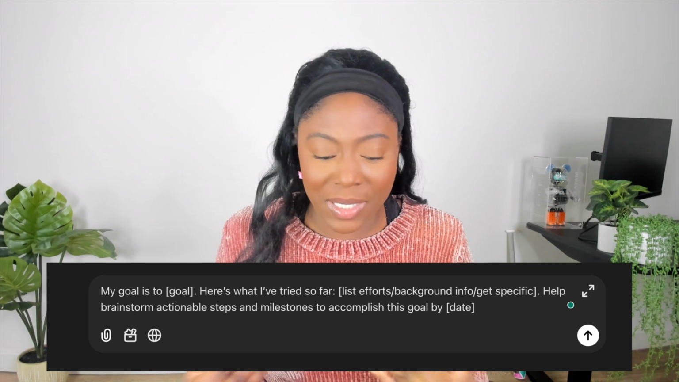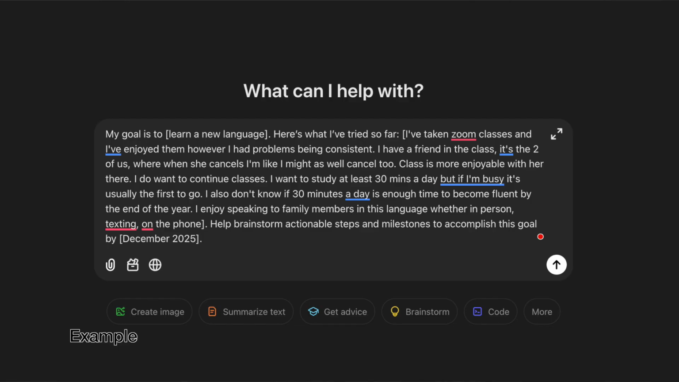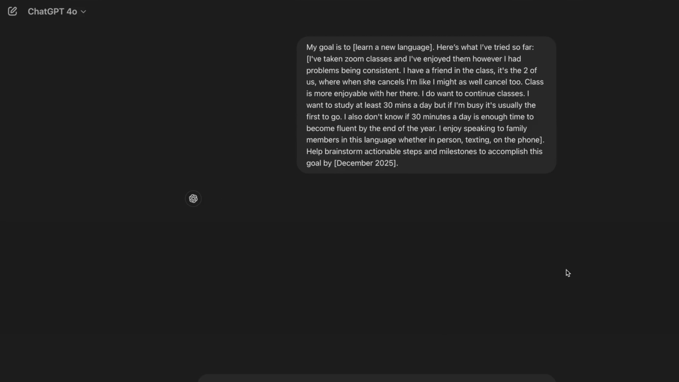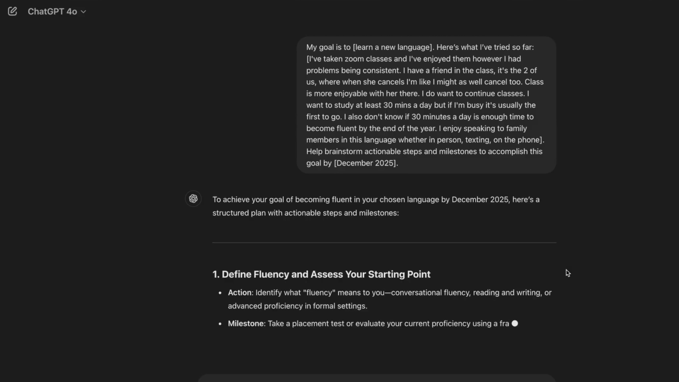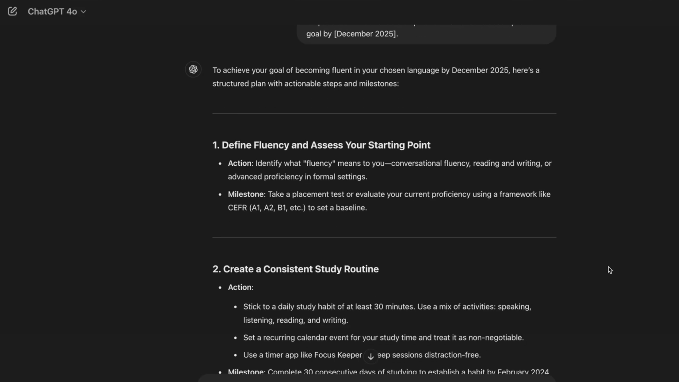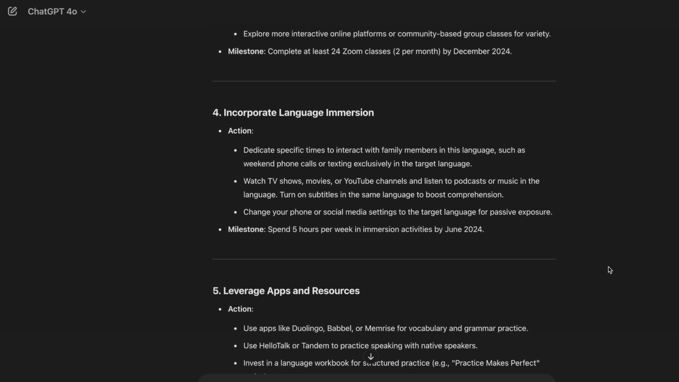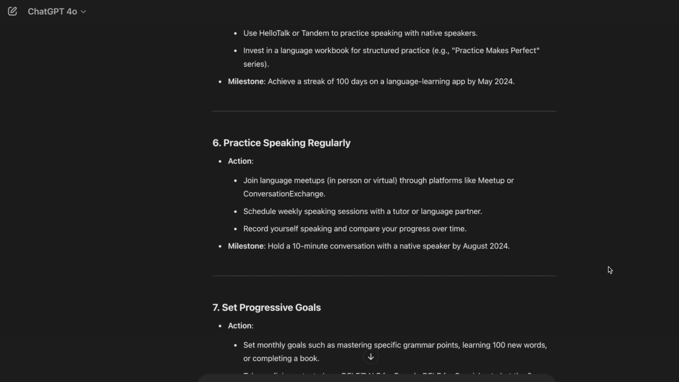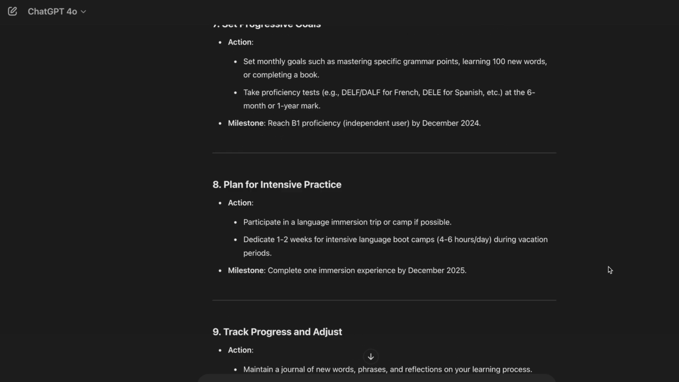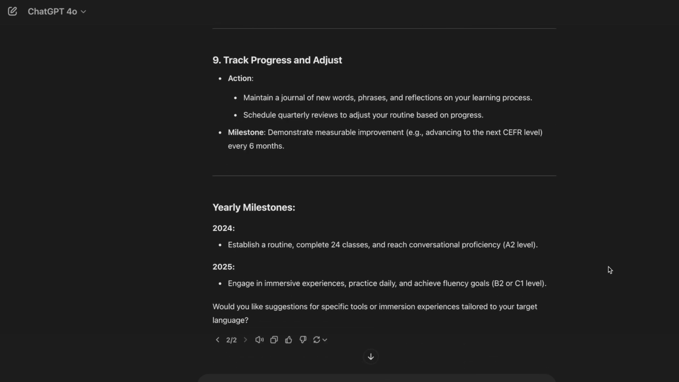I think why some people don't like ChatGPT is that its first answer might not be its best answer. Sometimes you have to go back and forth. For example, the prompt that I used was like, okay, this is my goal. This is what I've tried in the past. This is kind of giving it background information. This is what I want to do. Can you help me get there? What are the steps that I need to take?